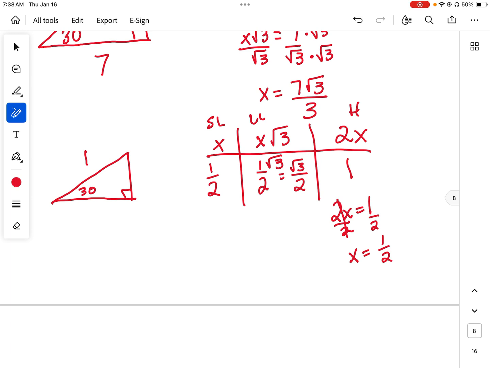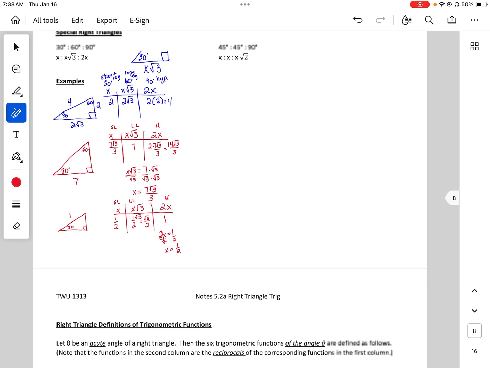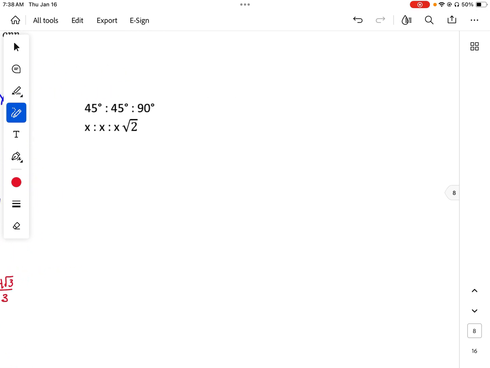Okay, let's go to the 45, 45, 90. All right, 45, 45, 90. It looks like this. In the 45, 45, 90, the legs are the same because the opposite angles are the same. So x, x. And then our hypotenuse is x square root of 2.